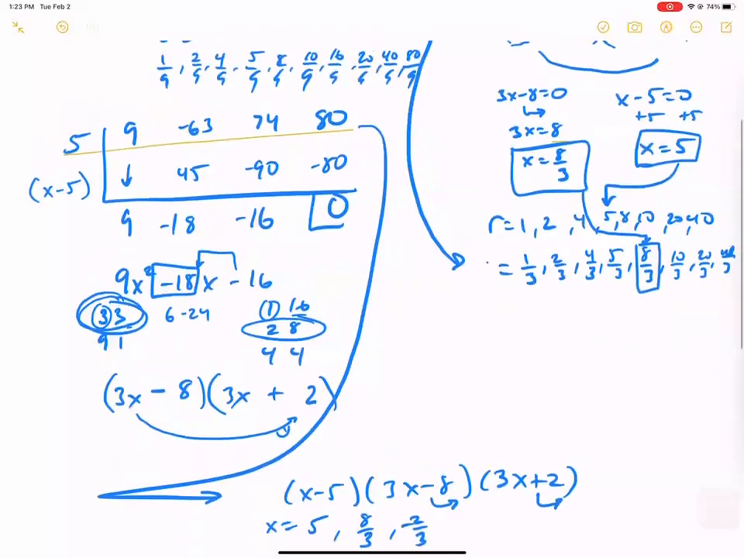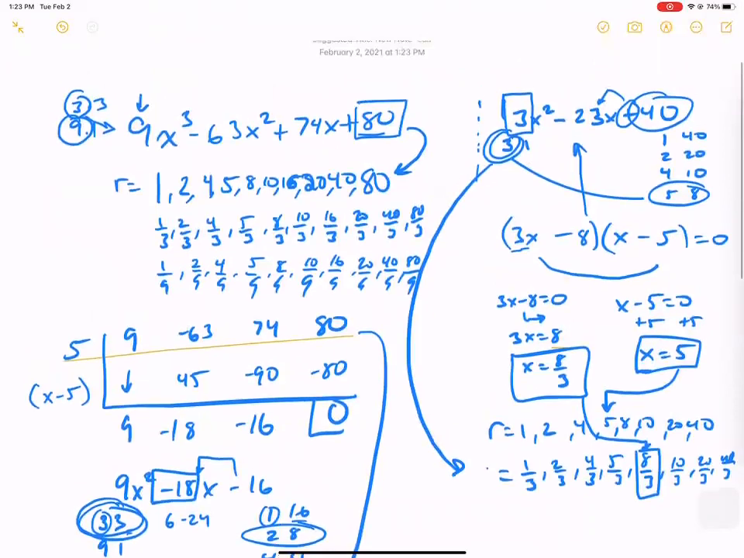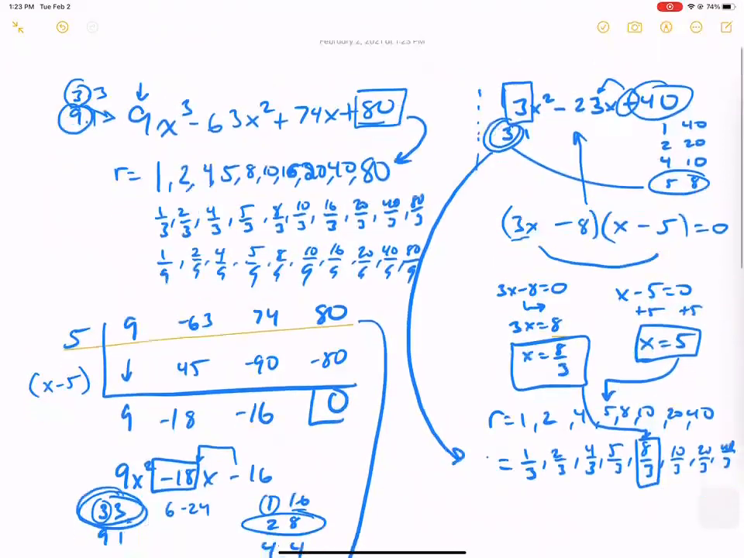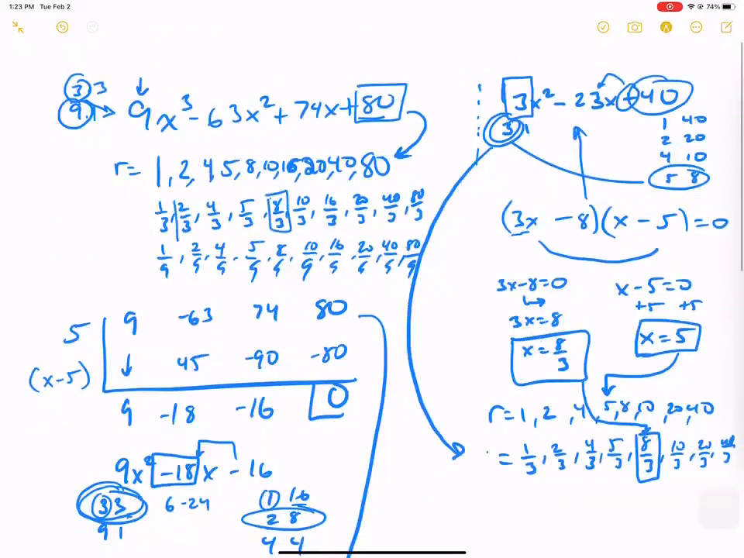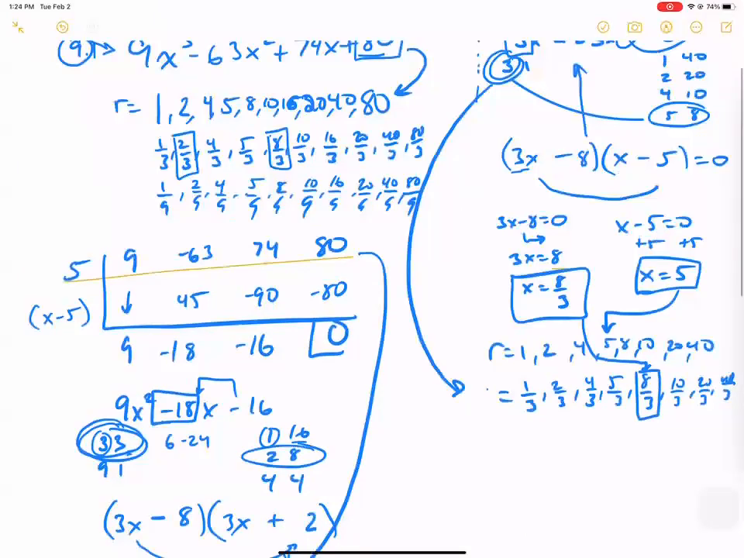Let's go ahead and hunt these down. Were these possibilities on my chart? 8 over 3? 8 over 3 was a possibility. Yes, it was. And 2 over 3 was also a possibility. But one of these was negative, I think, right? The 2 over 3 is negative. So all these possibilities had a positive and negative version. I forgot to mention that before. So our roots were found in all our possibilities.